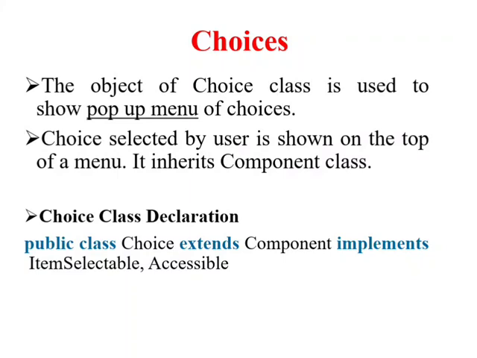The object of the Choice class is used to show a pop-up menu of choices. The choice selected by the user is shown on the top of the menu. It inherits the Component class. The Choice class declaration: public class Choice extends Component implements ItemSelectable, Accessible. This is the Choice class declaration.